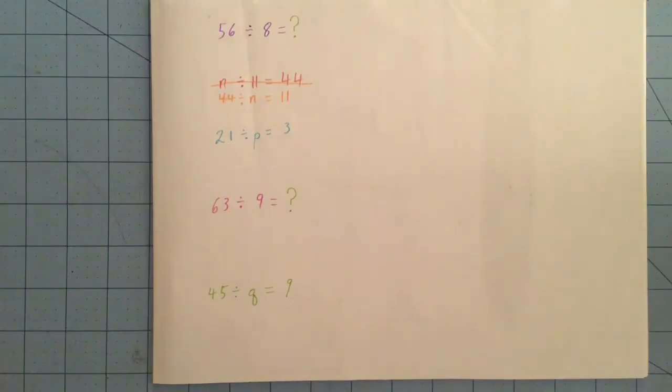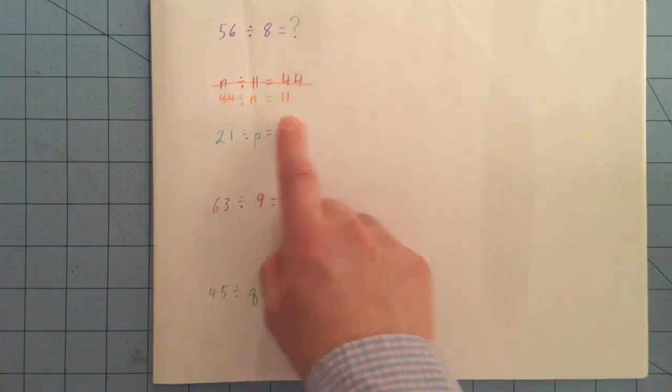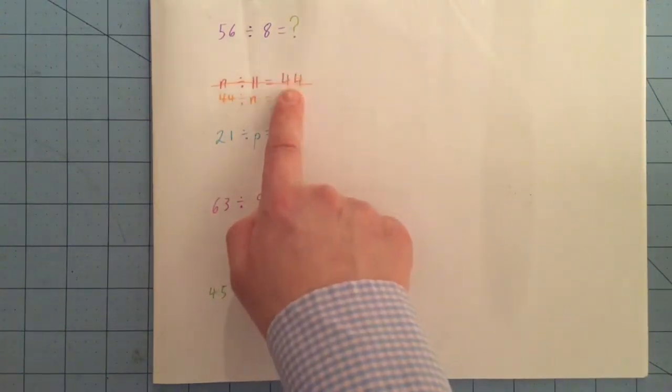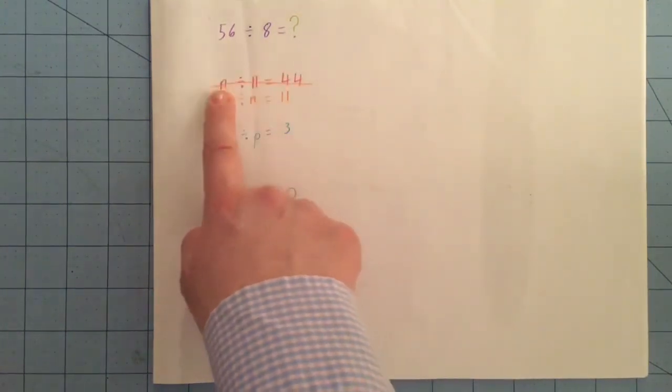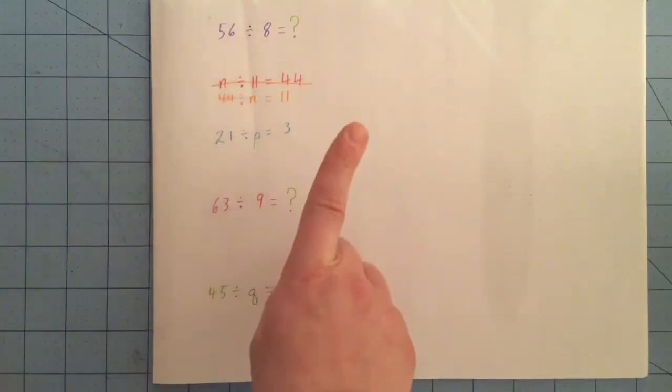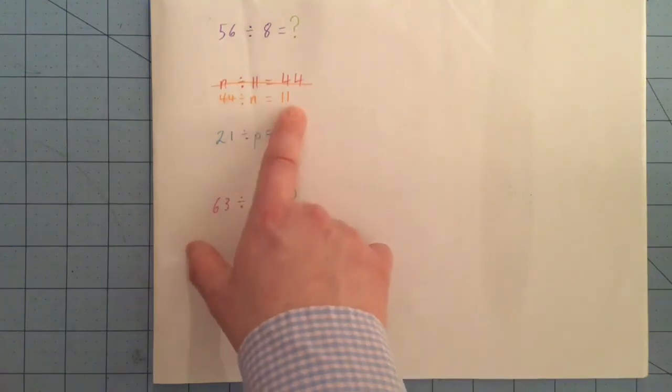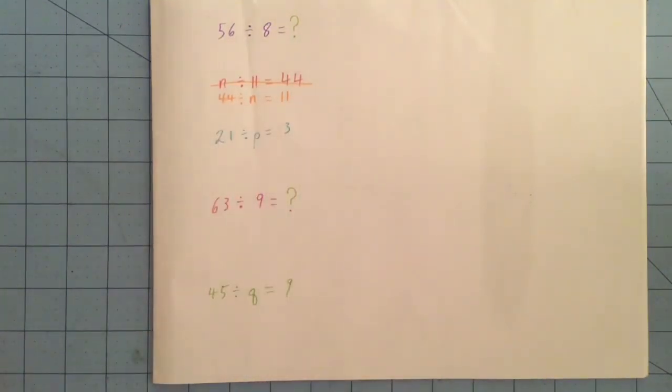And I made a mistake yesterday. It's important to own up when you make a mistake. This was my mistake. I gave you n divided by 11 equals 44. To calculate that, you'd actually have to do 44 times 11 to calculate for n, which is not the concept that we're trying to do. I meant to give you something like 44 divided by n equals 11. That's more of a manageable portion.